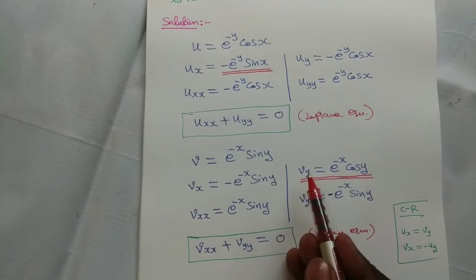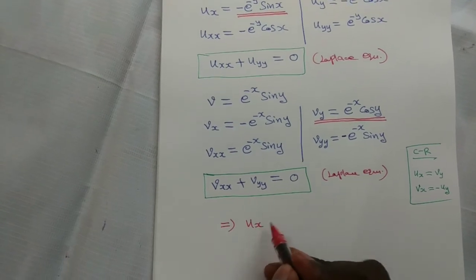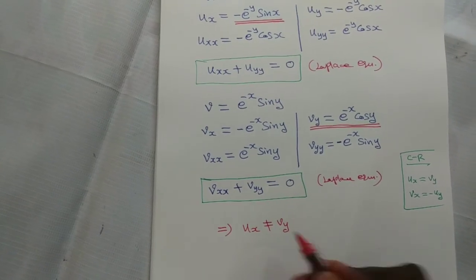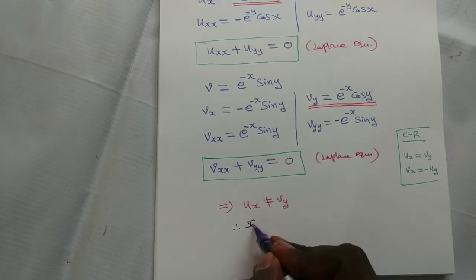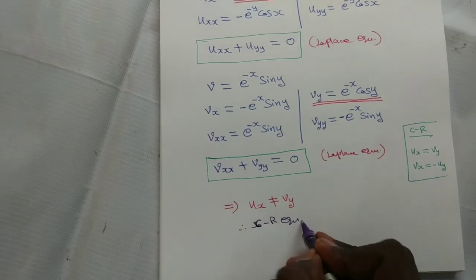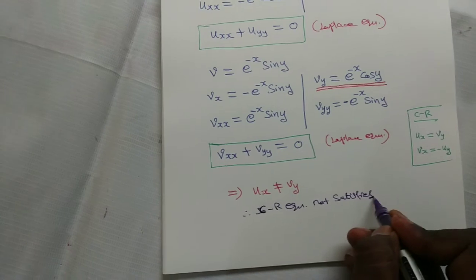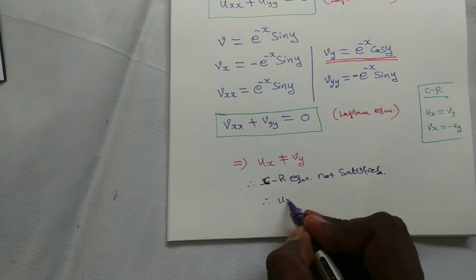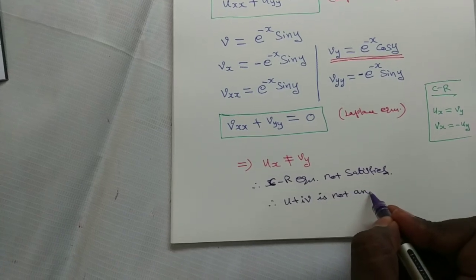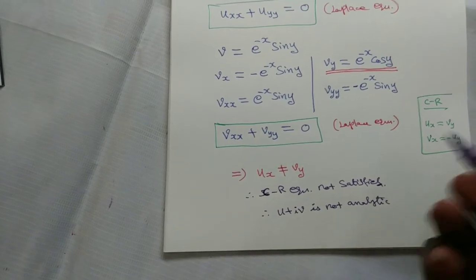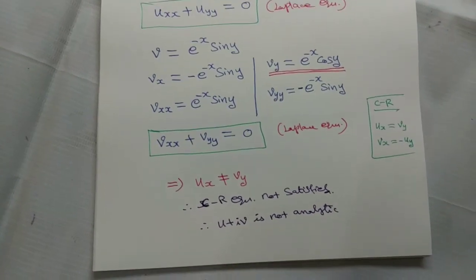ux is not equal to vy. So from these two, ux is not equal to vy. Therefore, the CR equation is not satisfied. Therefore, u plus iv is not analytic. So u and v satisfy the Laplace equation, but u plus iv is not an analytic function. Hence proved.